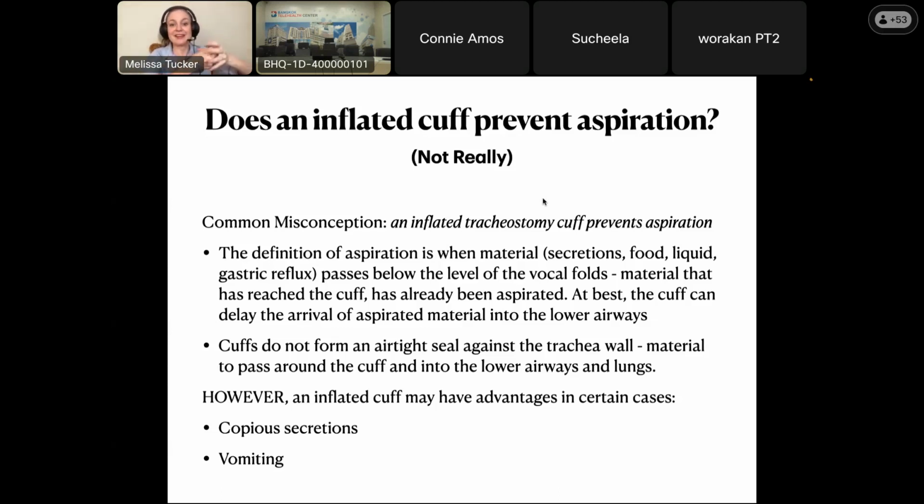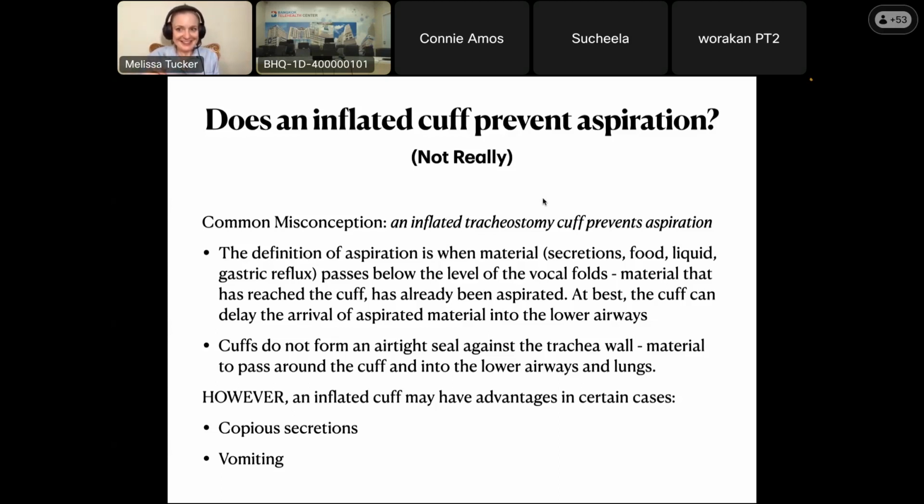At best, the cuff can delay that aspirated material dripping further down into the lower airways. But the cuff doesn't form an airtight seal against the tracheal wall, or it shouldn't. An overinflated cuff can damage the tracheal wall over time. So material is able to pass around the cuff into the lower airways and into the lungs.